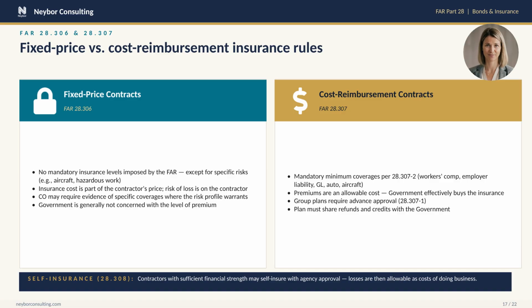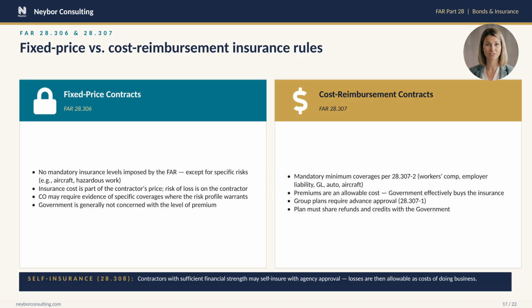indifferent to your premium. On the right, cost reimbursement contracts under 28.307. Here the dynamics flip. Because the government reimburses your insurance premium as an allowable cost, the FAR imposes minimum coverages and limits on what it will accept. Section 28.307-2 enumerates the levels we saw a few slides back. Statutory workers' comp, $100,000 employer liability, $500,000 GL, and so on. If you want to use a group plan, you must submit it for approval under 28.307-1, and the plan must include a sharing arrangement so the government participates in refunds and credits.